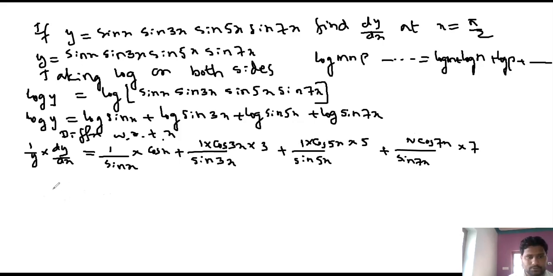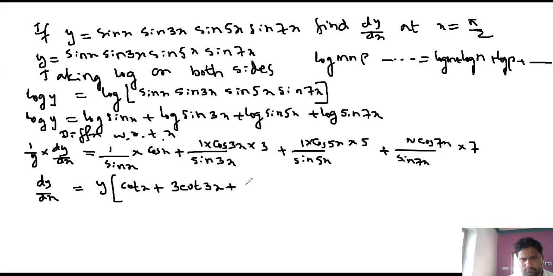So dy by dx is equal to y into bracket. Here cos x by sin x is cot x, plus 3 cos 3x by sin 3x is 3 cot 3x, plus 5 cot 5x plus 7 cot 7x. Now we have to substitute. This is the dy by dx.